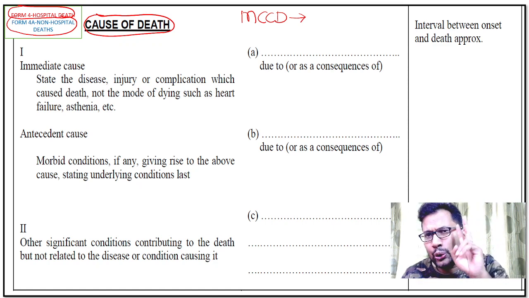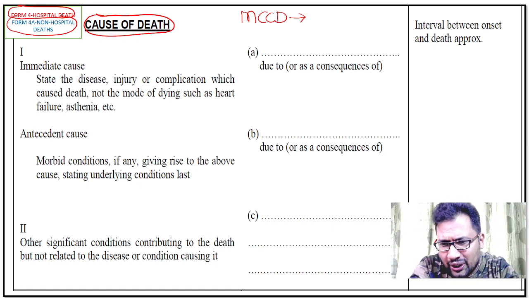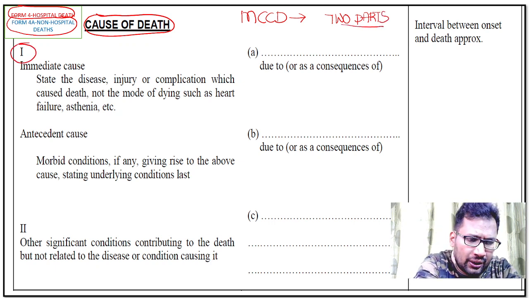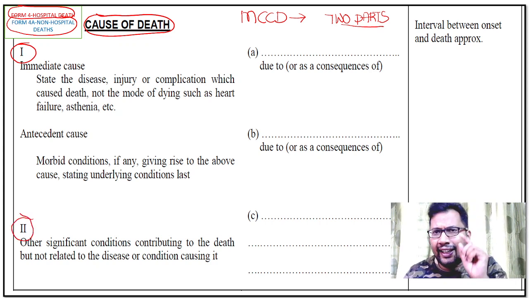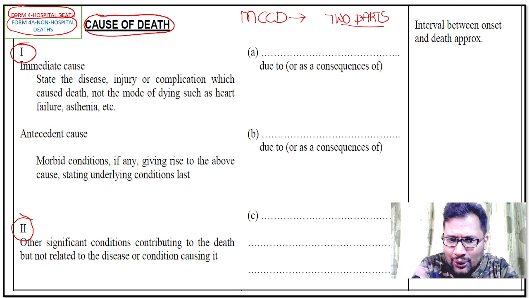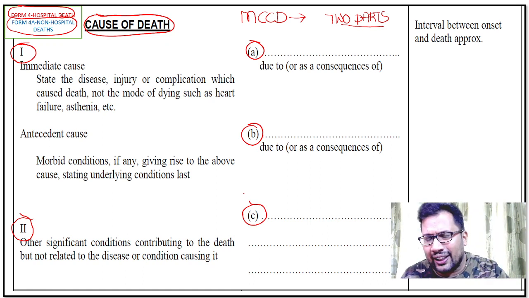Death certificate has two parts. So what are the two parts? The two parts are Part 1 and Part 2. Again, Part 1 is divided into 1A, 1B, 1C, sometimes 1D also. So, 1A, 1B and 1C. Sometimes it can be 1D also.